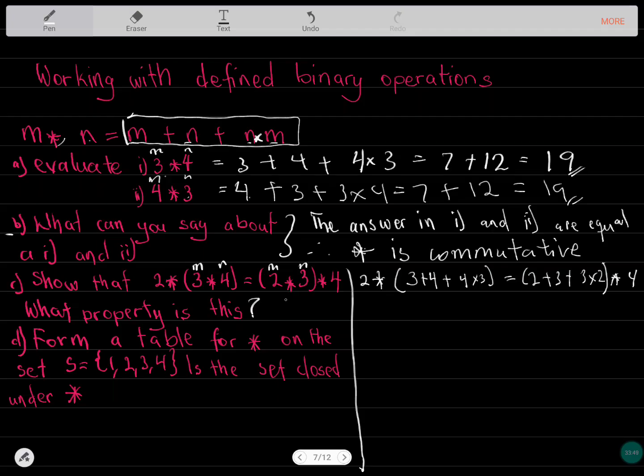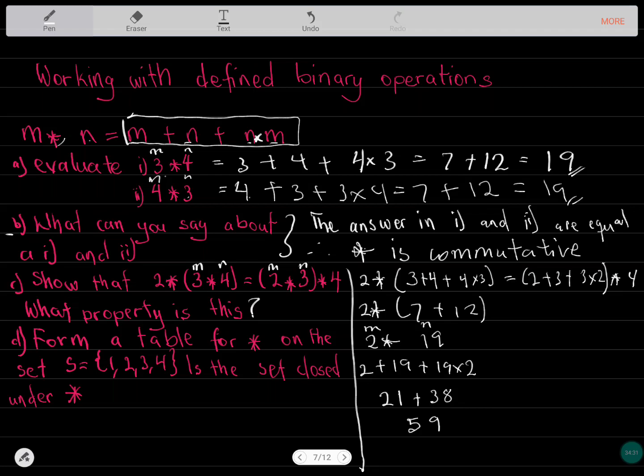So we are solving what is in the bracket first. So this would give us 3 star 4: 3 plus 4 is 7, 4 times 3 is 12, then 3 star 4 is 19. Now this becomes m, this becomes n. And that will give us 2 plus 19 plus 19 times 2. 2 plus 19 would give us 21. 19 times 2 would give us 38. So in sum, we are going to have 59.